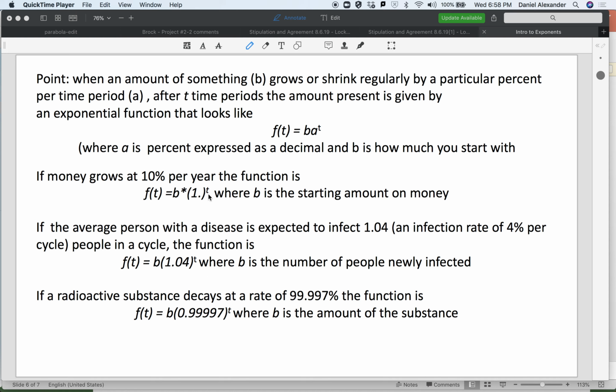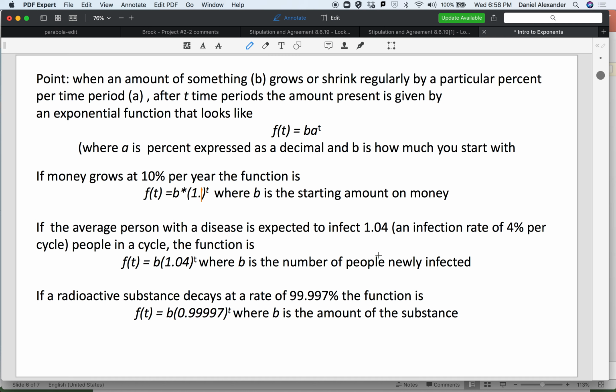So, if money grows at 10% per year, then, let me fix this. This should be 1.1 right here. So let me mark that. That should be a 1 there. If money grows at 10% per year, your rate A is 1.1. F of t becomes B times A to the t, however many years you're thinking about.